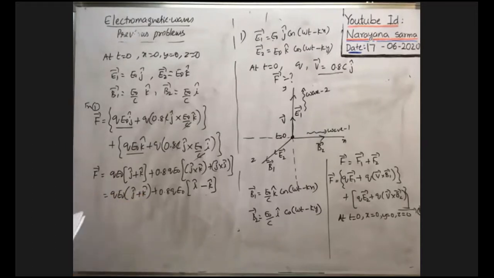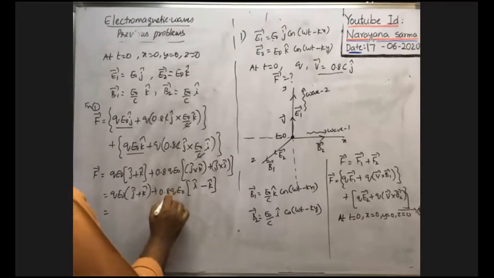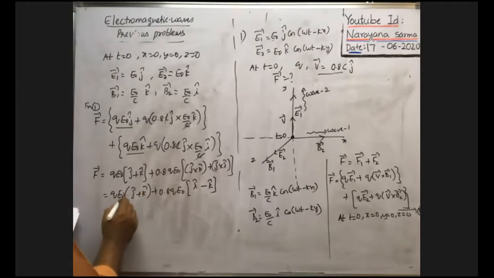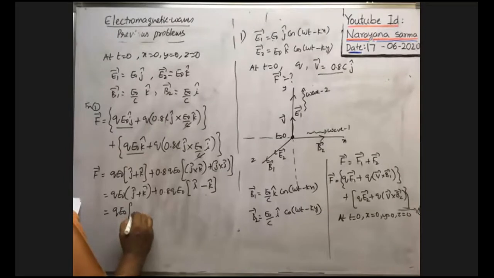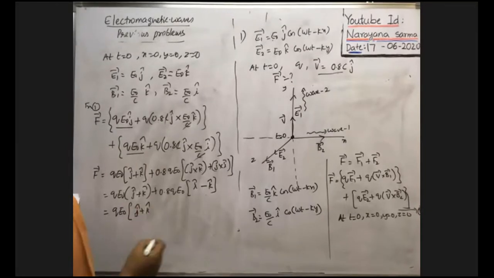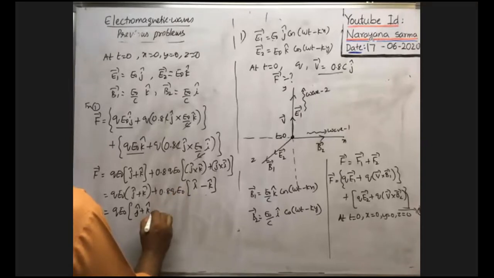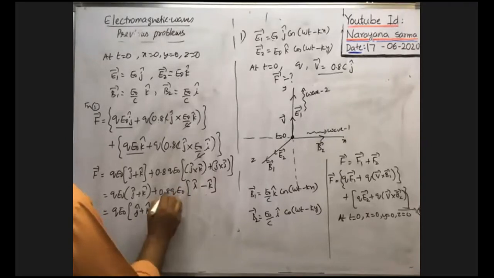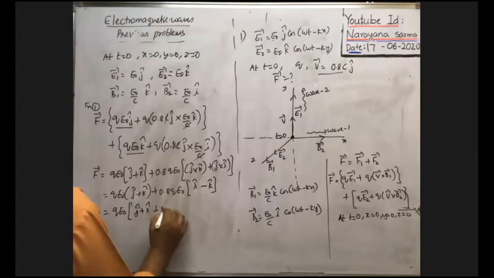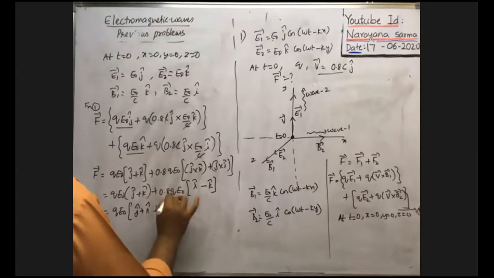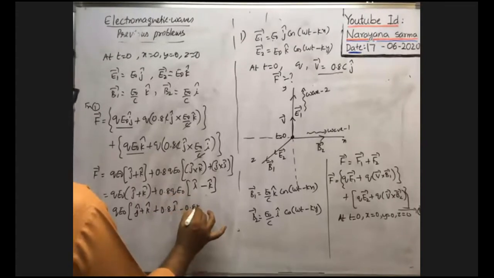Plus. Okay, therefore now we substitute. Here, in the I cap term, there is only one term. In all the terms we can take Q E naught common. Then take Q E naught common, then J cap plus K cap, plus 0.8 into I cap minus 0.8 into K cap.